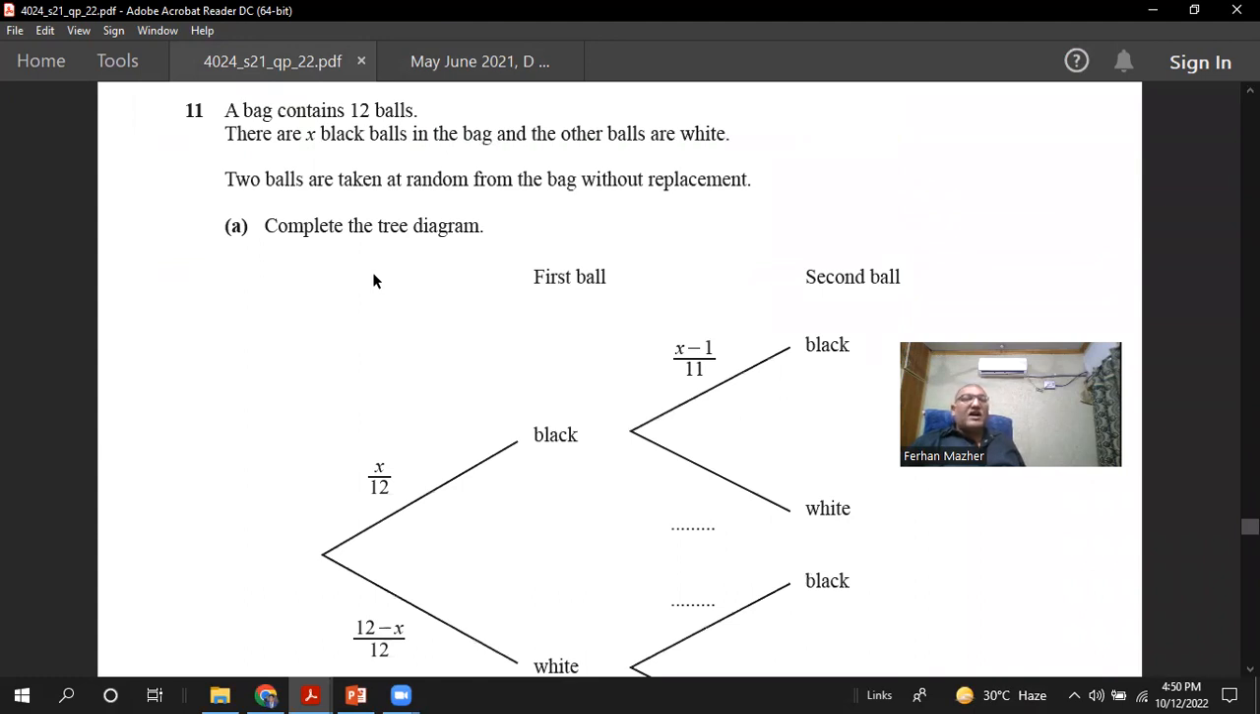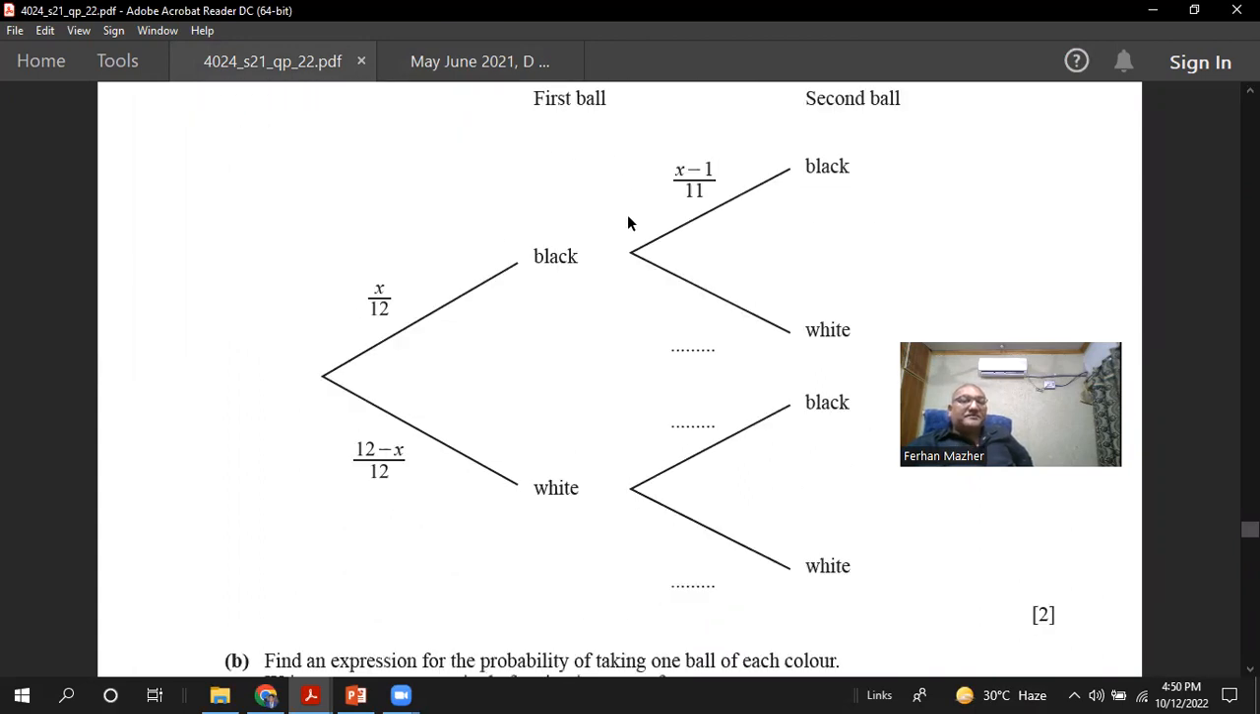The next question is: a bag contains 12 balls. There are X black balls in the bag and the other balls are white. So if there are 12 balls and X balls are black, then the white balls will be 12 minus X. Two balls are taken at random from the bag without replacement. Complete the tree diagram.